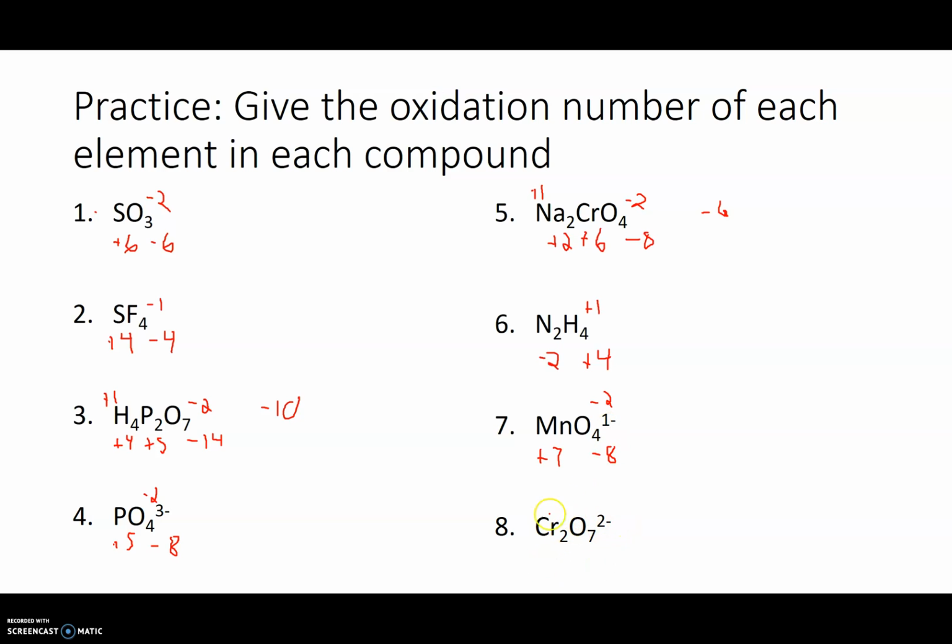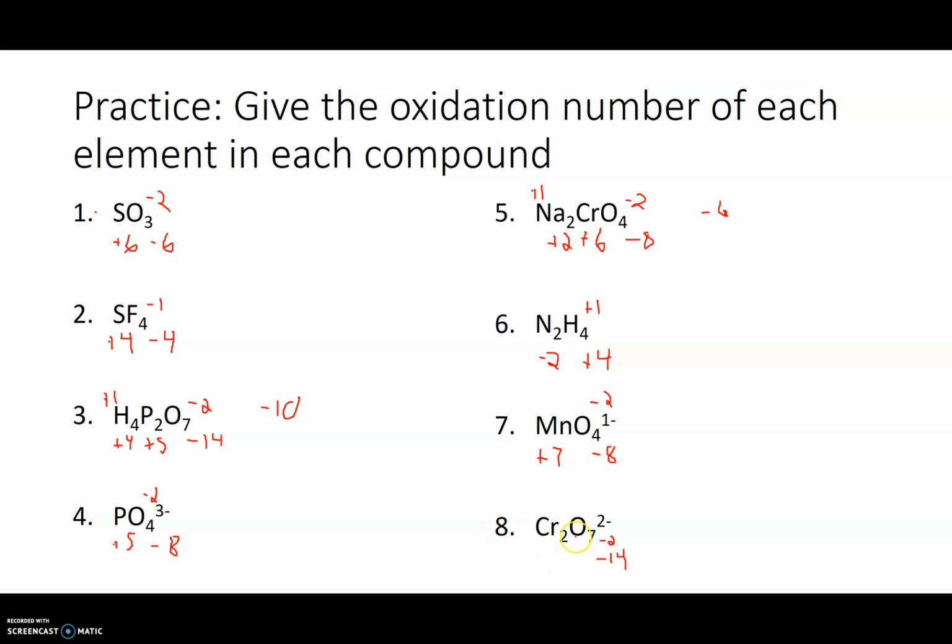And then this polyatomic ion, which is dichromate, has an overall charge of minus 2. So, and this is the hardest one. Again, oxygen is minus 2. There are seven of them, so the total oxidation state from oxygen is minus 14. And now, to get it to be minus 2, all the chromium has to give a total charge of 12.